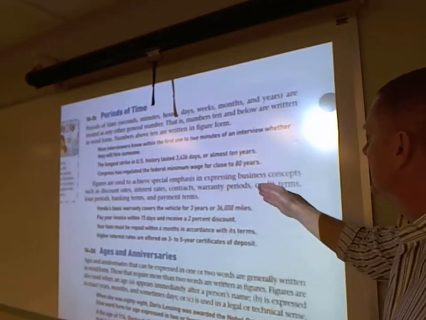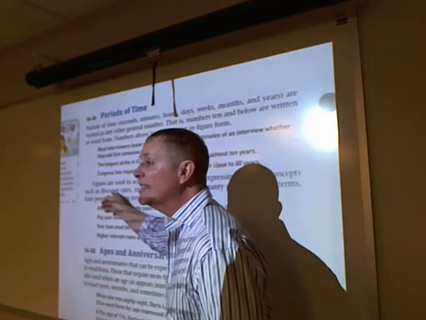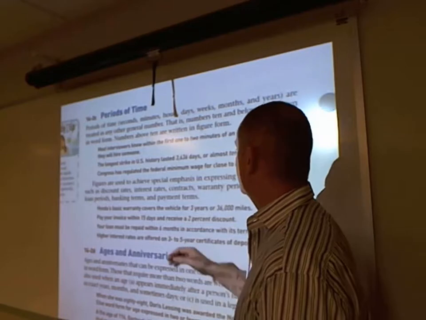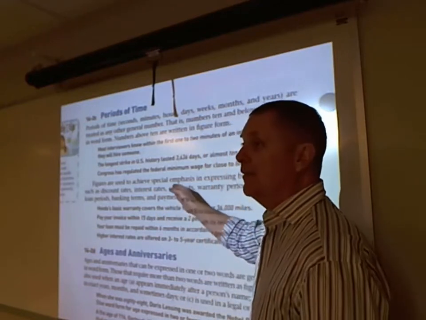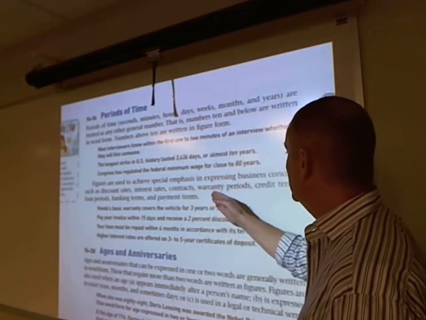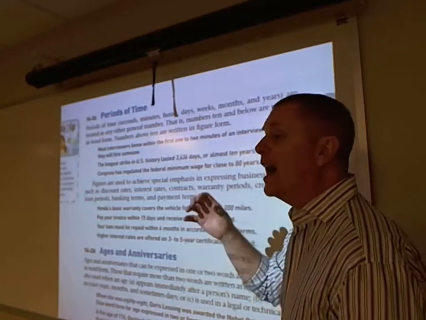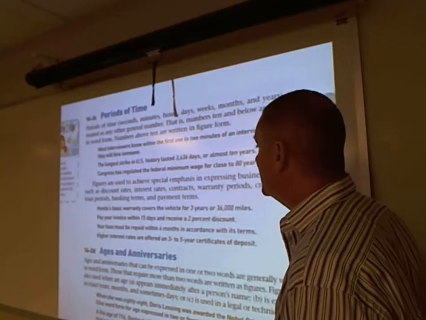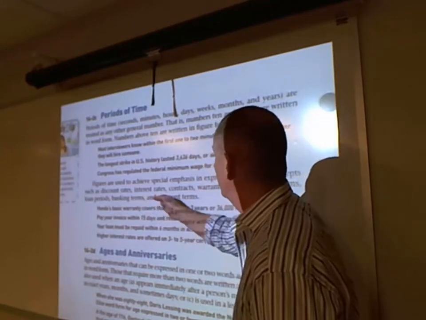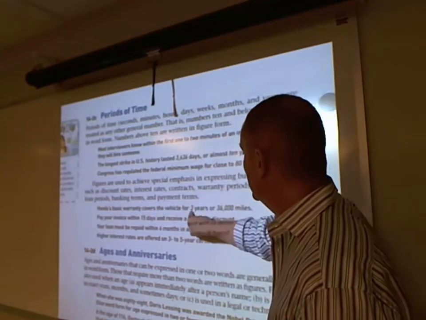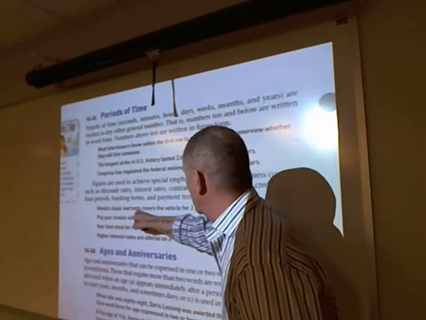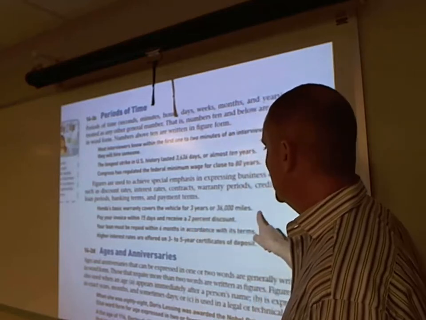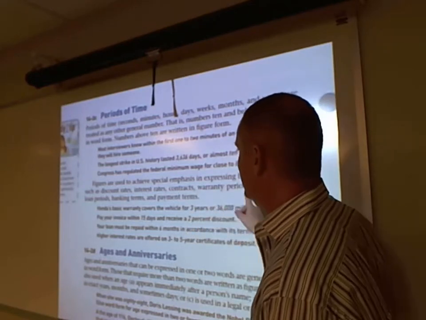Contracts: if it's associated with a contract or a warranty period for 90 days, or credit terms or loan periods or banking terms or payment terms, then it's always going to be a figure. So the basic warranty, warranty periods for 3 years or 36,000 miles. Pay your invoice, credit terms, and banking or payment terms within 15 days, use a figure, and receive a 2 and then a word percent.